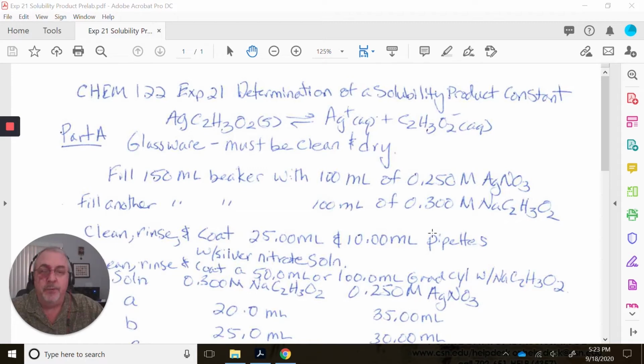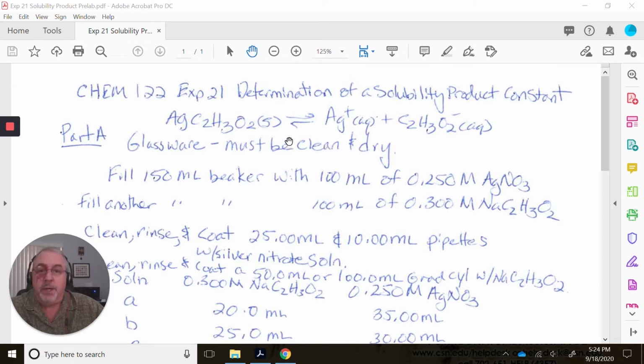Today I'm going to give you a pre-lab lecture on experiment 21, which is the determination of a solubility product constant. So we're going to be looking at the silver acetate equilibrium system, right? We're going to be approaching it by making a saturated solution of the silver acetate from different starting amounts of the two ingredients needed, silver and acetate.